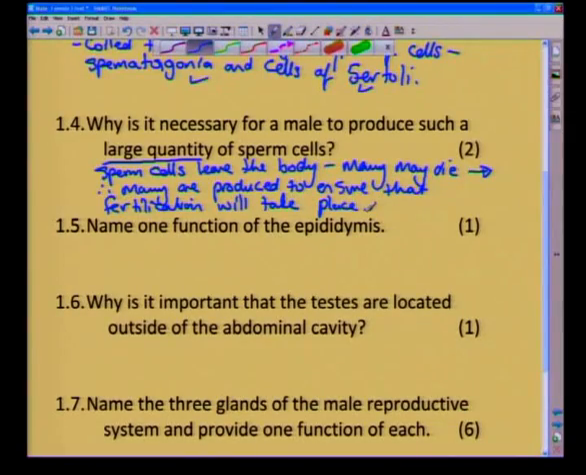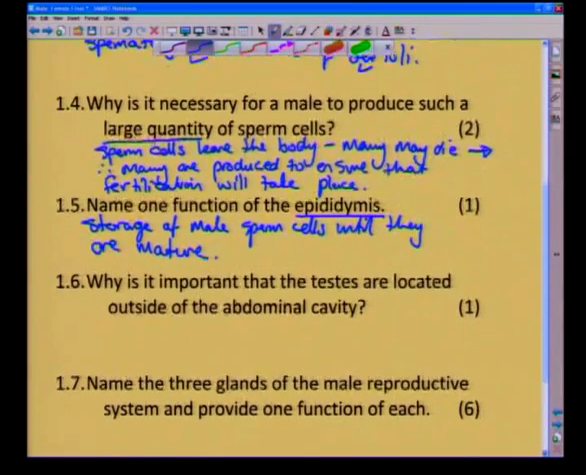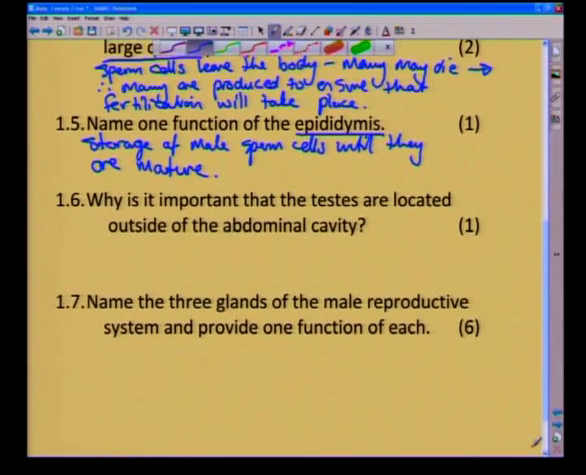Name one function of the epididymis. Now, we've done the epididymis 3 or 4 times. The main function is the storage of the male sperm cells until they are mature. That's where they sit. The vas efferentia takes them to the epididymis until they are mature. And when they are mature, they will then go into the vas deferens and out of the body.